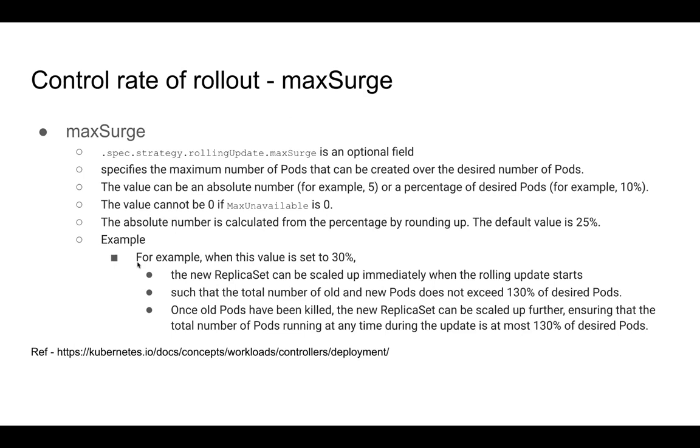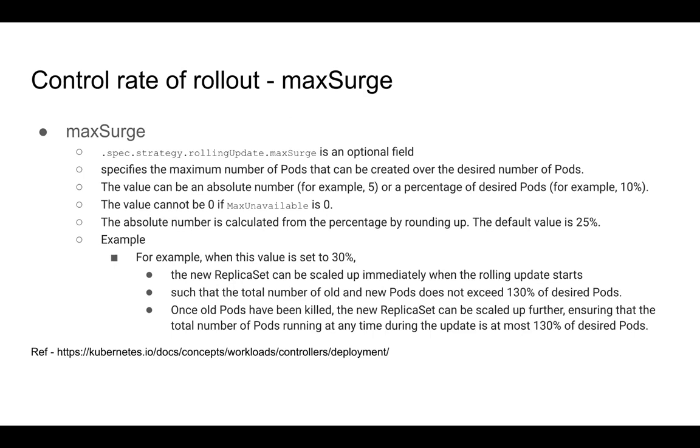So take an example. When max surge is set to 30%, the new replica set can be scaled up immediately when the rolling update starts. Now the new replica set can be scaled up to what number of pods? Remember this max surge is 30%, such that the total number of old and new pods does not exceed 130% of desired pods.